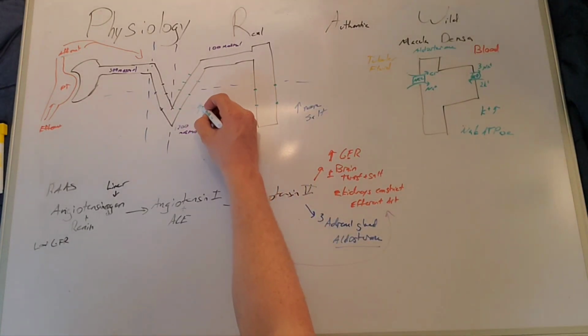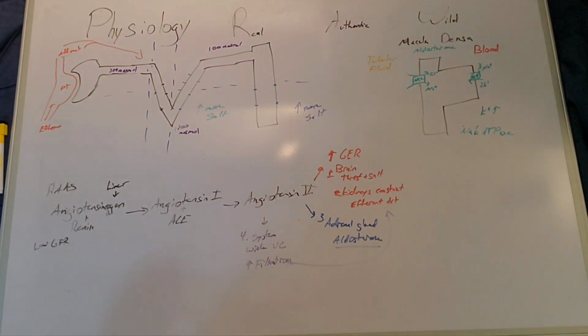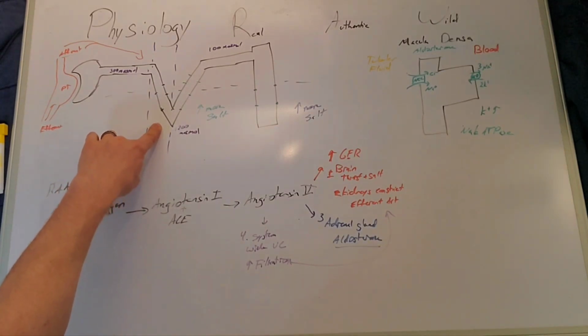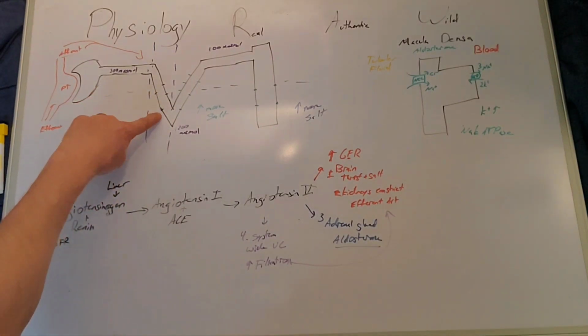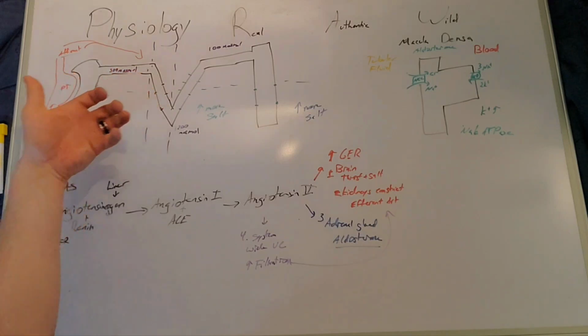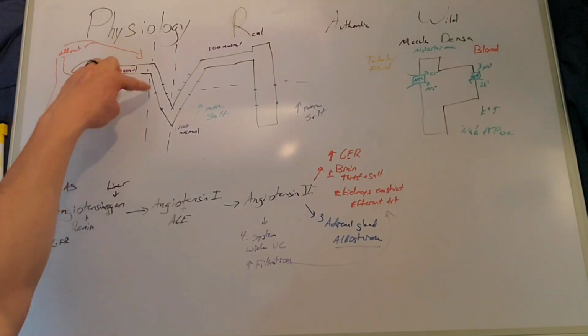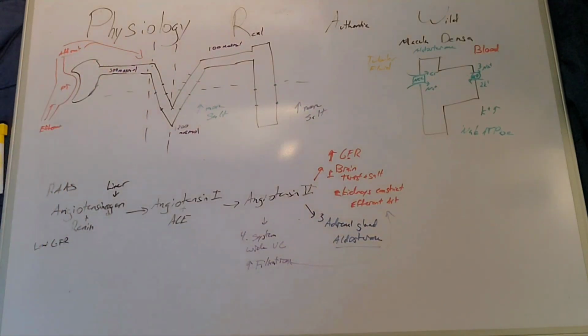So again, more salt here. If more salt here on the descending portion of the loop of Henle, more water, because these little aquaporins will pull more water out. And when we're pulling water out, we're putting it back into the blood.